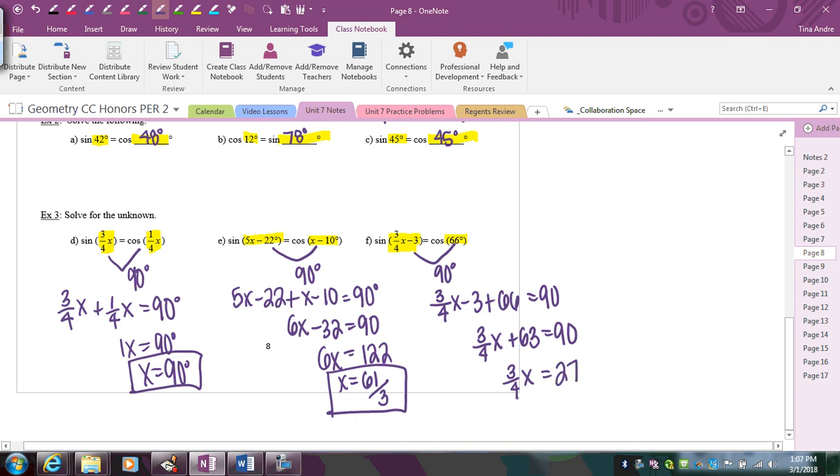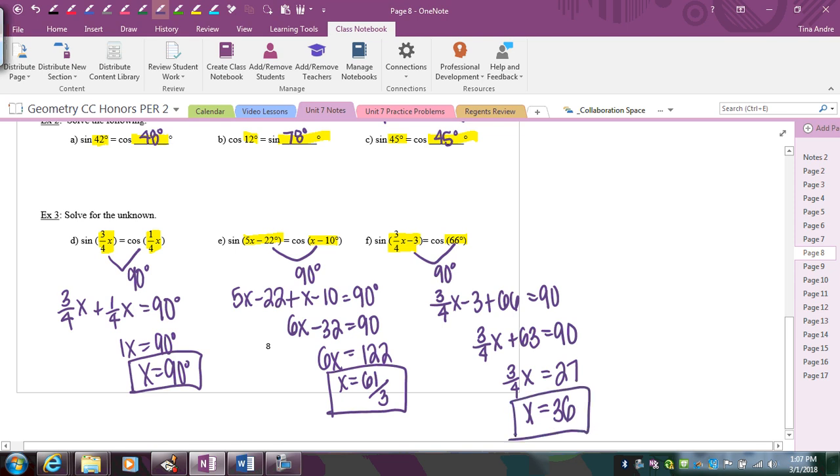And then you could multiply by 4, then divide by 3. You can multiply by the reciprocal, 4/3, to cancel it out. You could also just divide by 3/4. So lots of different ways to find your x value, and in the end you get x equals 36.